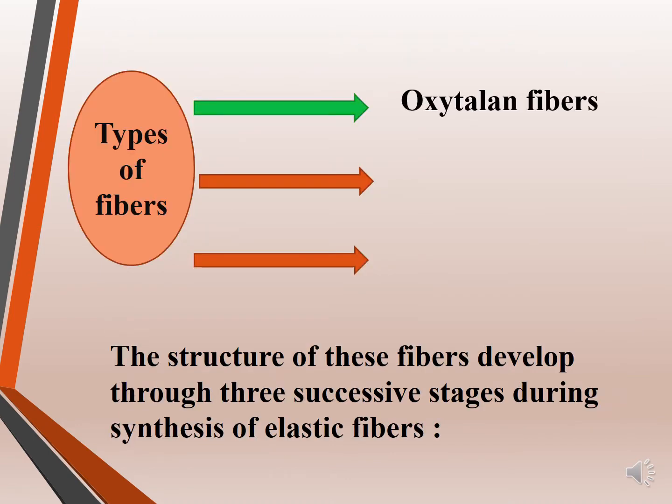There are three types of elastic fibers. These include oxytalan fibers, elaunin fibers, and elastic fibers. The structure of these fibers develops through three successive stages during the synthesis of elastic fibers.